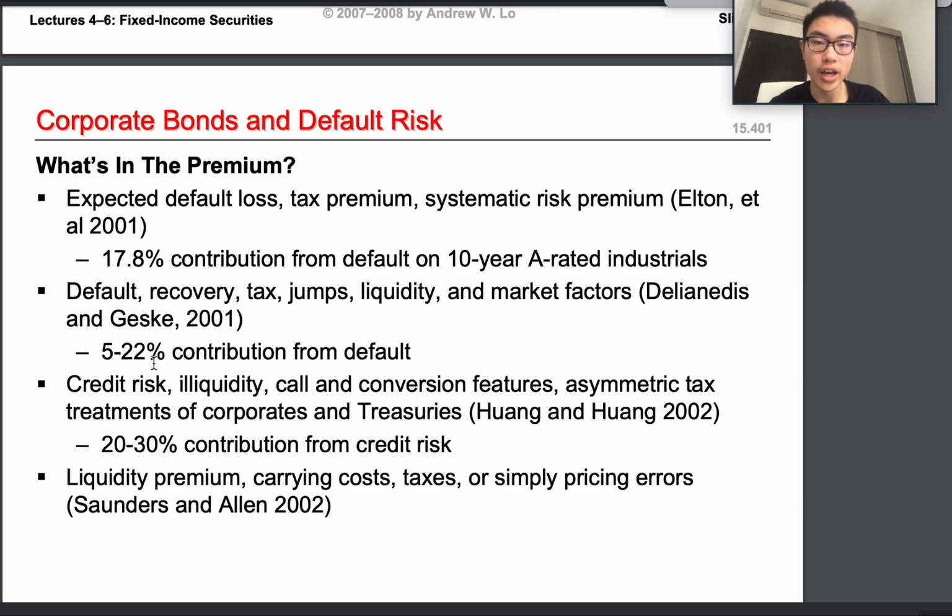And default recovery, tax, jump, liquidity, market factors can all affect default, can all contribute to the situation of default, and there will be 5 to 22% contribution from default. It can be credit risk, illiquidity, coin conversion features, and tax treatments in corporates and treasuries. There's another 20 to 30% of contribution from credit risk actually, from the carrying cost, taxes, or simply pricing errors.